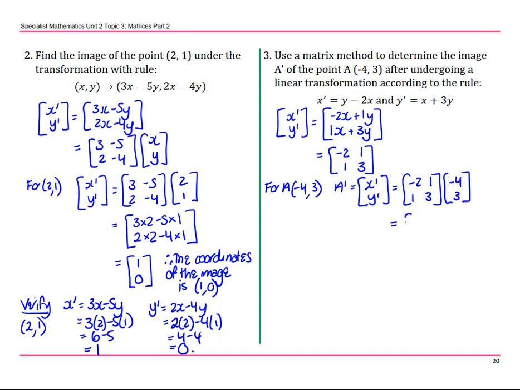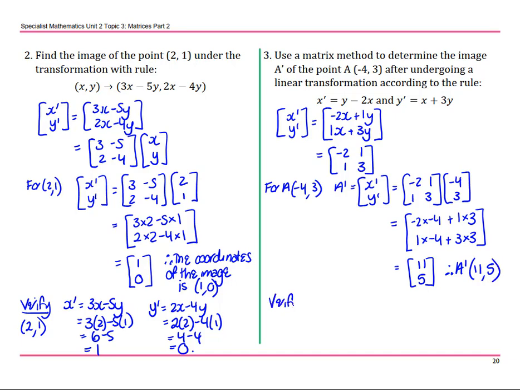Cross the row and down the column: -2 times -4 plus 1 times 3, 1 times -4 plus 3 times 3. So +8 plus 3, since -2 times -4 is +8. And then -4 plus 9 is 5. So therefore, our image is 11, 5.